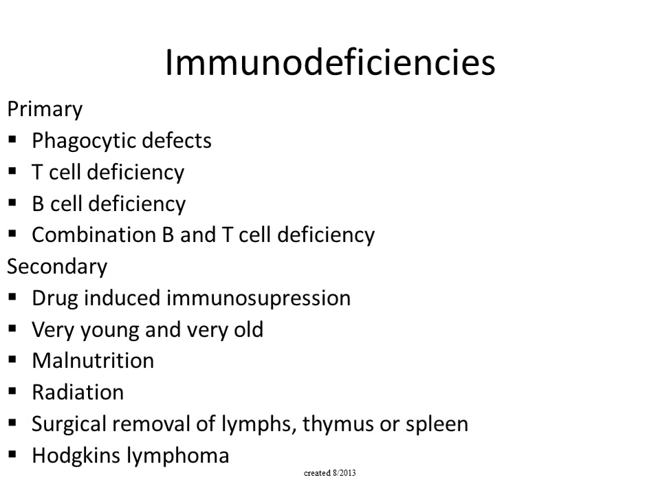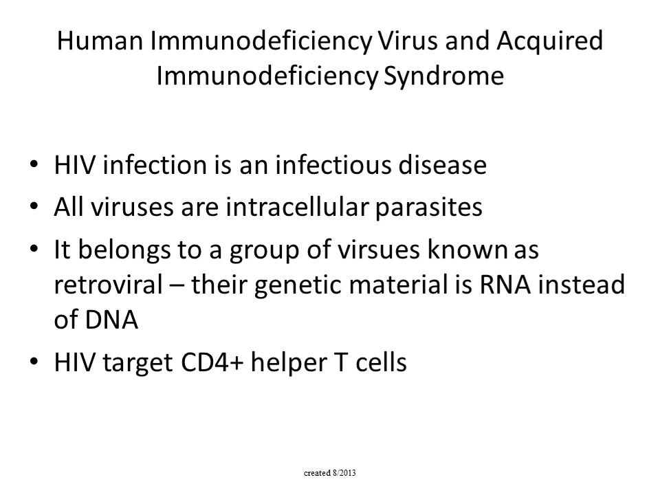Those that are very young and very old, certainly malnutrition, and radiation can put people under the weather. If we've had surgical removal of some of the important glands, like our lymph glands, thymus, or spleen, and then some of the lymphomas, put us at risk for immunodeficiencies. Certainly, one of the biggest immunodeficiencies that we talk about is HIV.